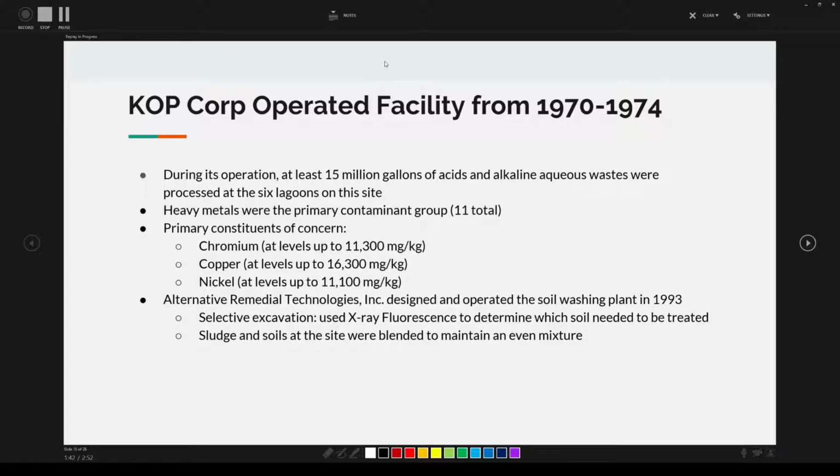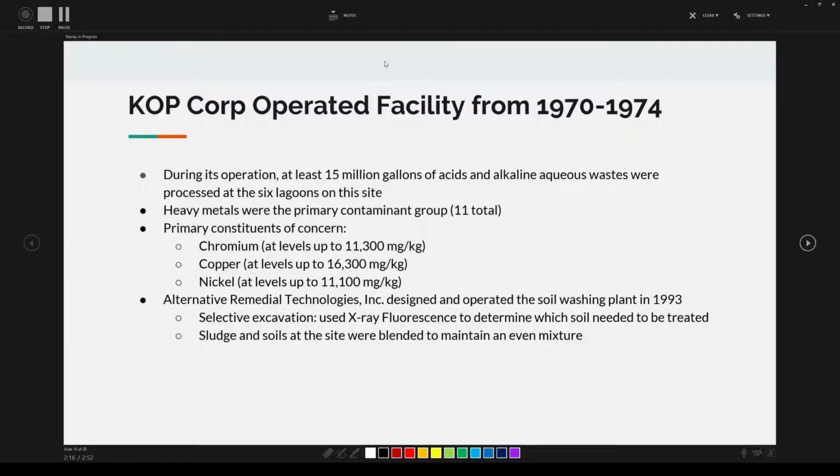Alternative Remedial Technologies Incorporated was the company that designed and operated this soil washing plant in 1993. To select which type of excavation was used, they used X-ray fluorescence, or XRF, to determine which soil needed to be treated. And then sludge and soils at this site were blended to maintain an even sludge to soil ratio or mixture.